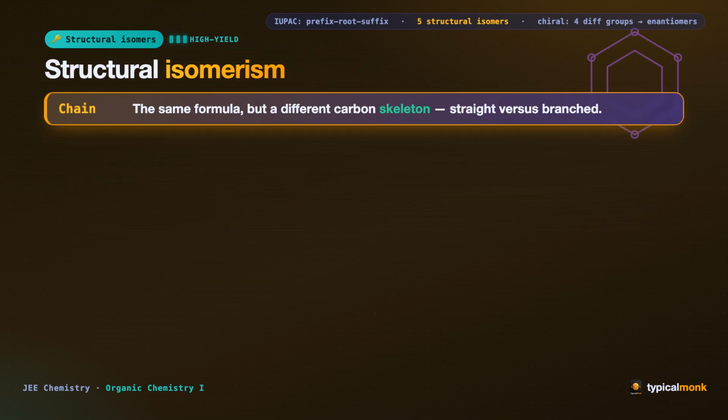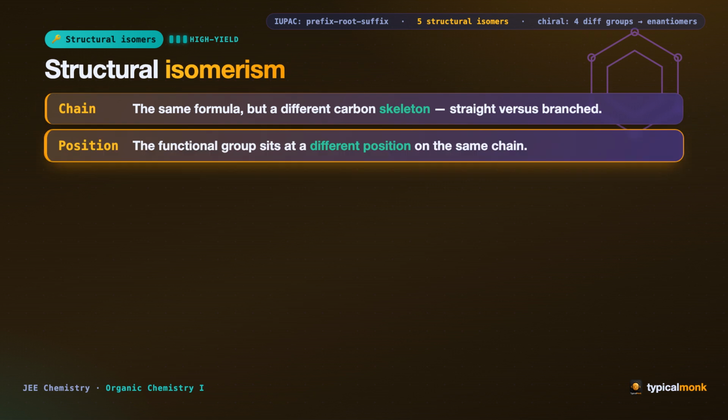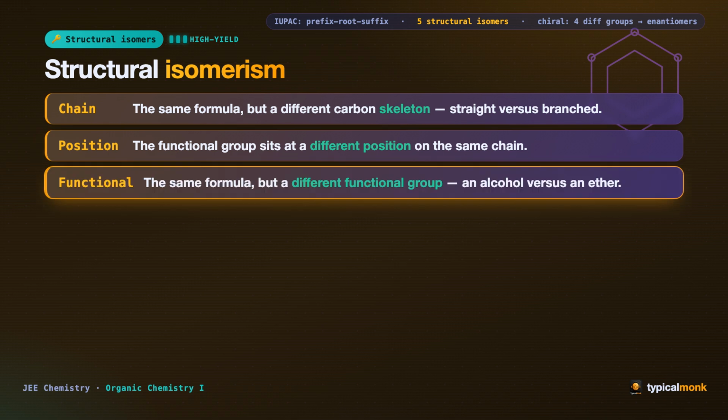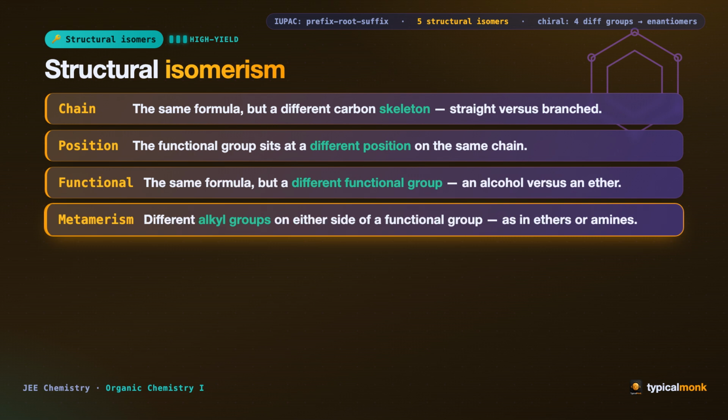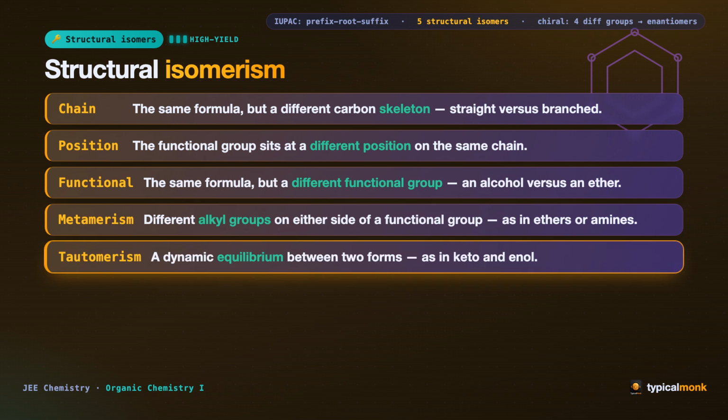Now the 5 kinds of structural isomerism. Chain isomerism. The same formula, but a different carbon skeleton, straight versus branched. Position isomerism. The functional group sits at a different position on the same chain. Functional isomerism. The same formula, but an entirely different functional group, an alcohol versus an ether. Metamerism. Different alkyl groups on either side of a functional group, as in ethers or amines. Tautomerism. A dynamic equilibrium between 2 forms, as in the keto and the enol forms.